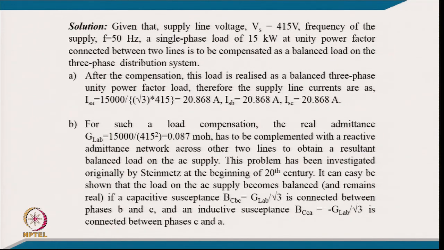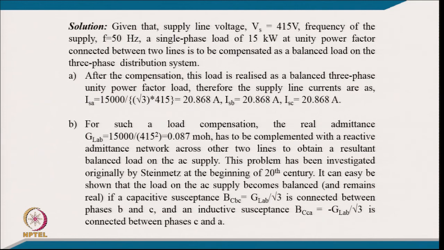So, that is the equivalent load current here, and for such a load compensation the real admittance of the load, which is 15,000 watt divided by 415 square, because the load is connected across the line to line. So, you can call it a single phase load connected across the 415 volt. So, you get the conductance of it 0.087 mho, which has to be complemented with reactive admittance network across the other two lines to obtain a resulting balanced load on the AC supply. And this problem was originally investigated by Steinmetz at the beginning of the 20th century.